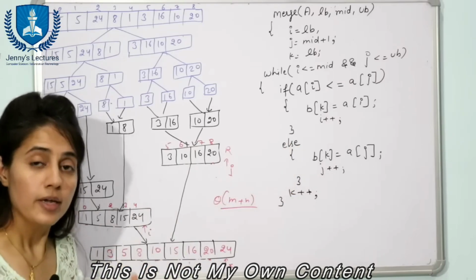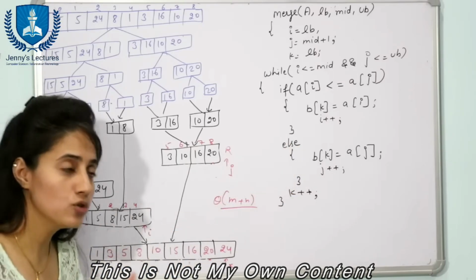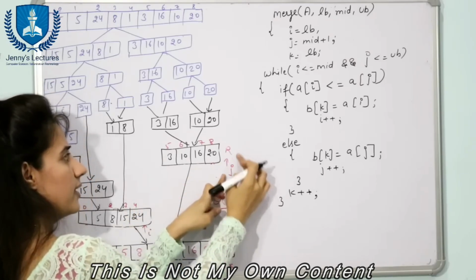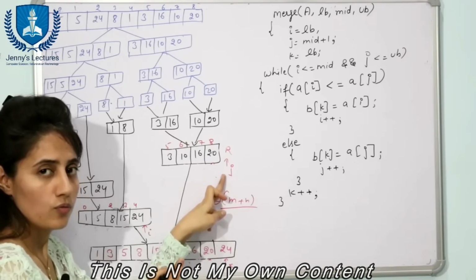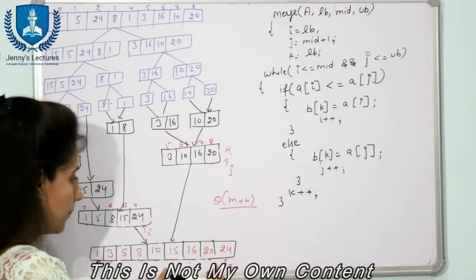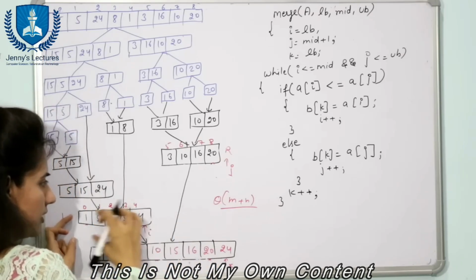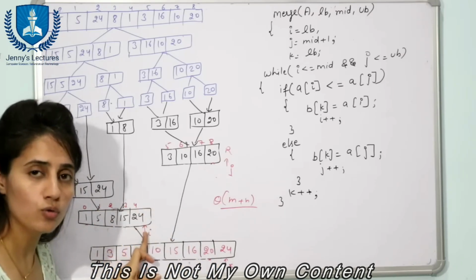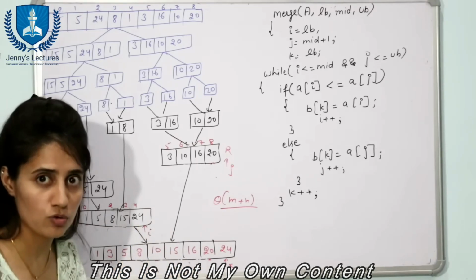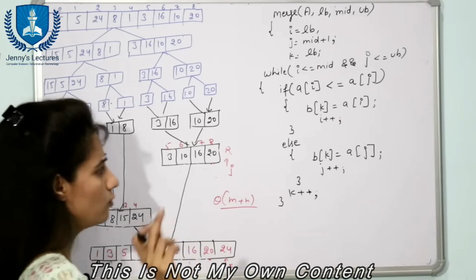Fine. Now the next condition is what? Suppose we have reached j greater than upper bound. Now we have already put all the elements of this sublist into this one, but still some elements of this sublist are remaining. Then what will you do? You simply put all these elements here only. So you have to check that condition also. Fine.